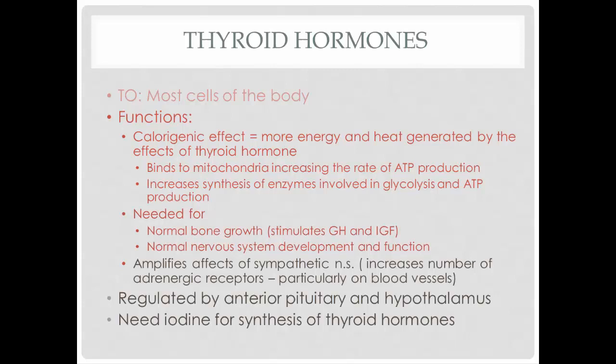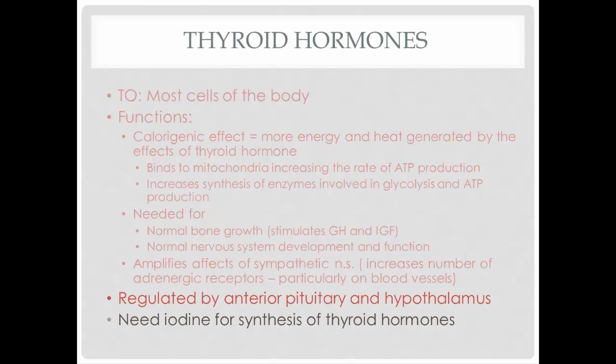Now, we also need thyroid hormone for normal bone growth because it stimulates growth hormone and insulin-like growth factor, and we need it for normal nervous system development and function. And then finally, it amplifies the effects of the sympathetic nervous system because it increases the number of adrenergic receptors. Remember, adrenergic receptors are what norepinephrine binds to, so if we have more of those receptors, then norepinephrine is going to have a bigger effect on those structures, particularly the blood vessels, and therefore amplifying the sympathetic nervous system.